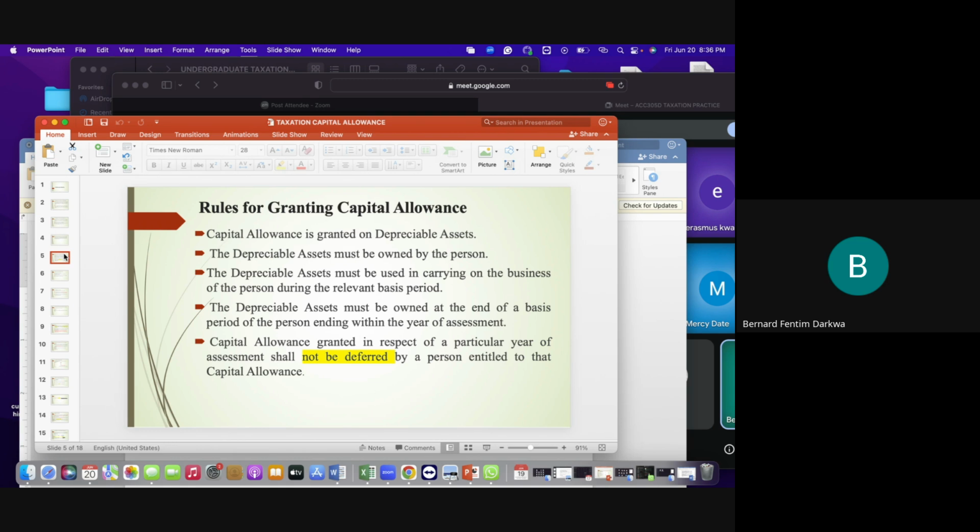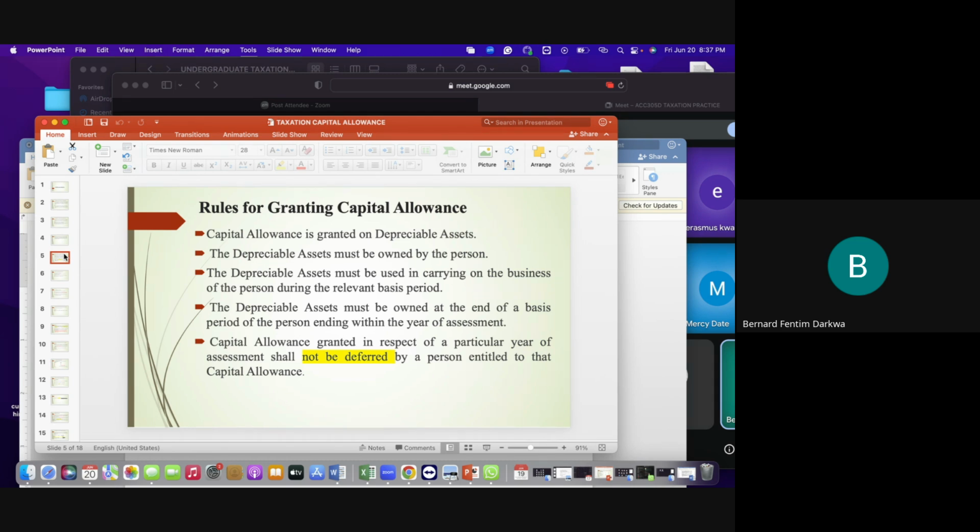Now, there are rules for calculating capital allowance. Before capital allowance will be granted, there are some rules that you need to understand. One is that capital allowance is granted on depreciable assets. That's the number one condition. So these are the conditions or rules for granting capital allowance. Before it will be granted to you, the asset must be a depreciable asset. That's number one.